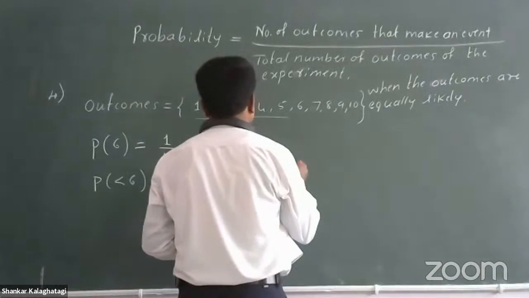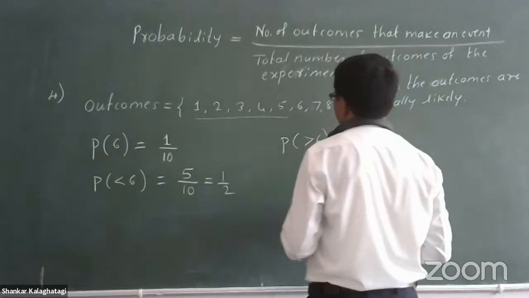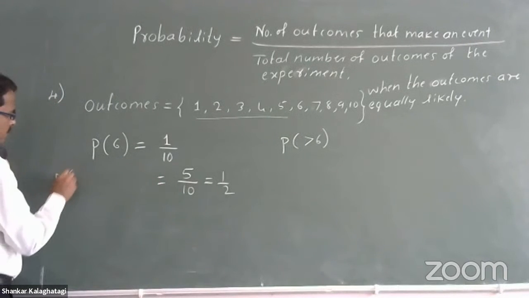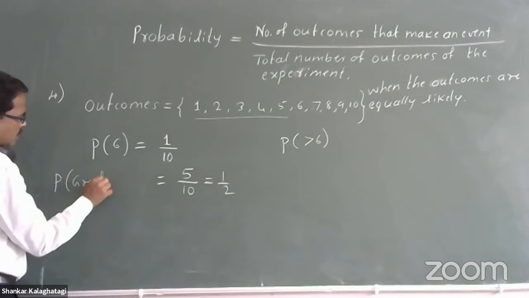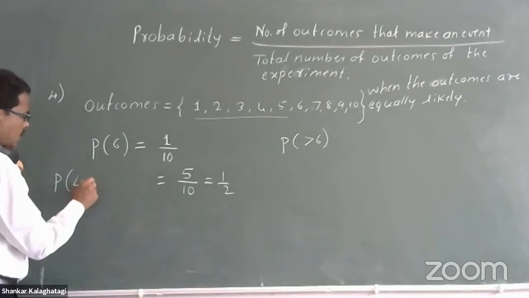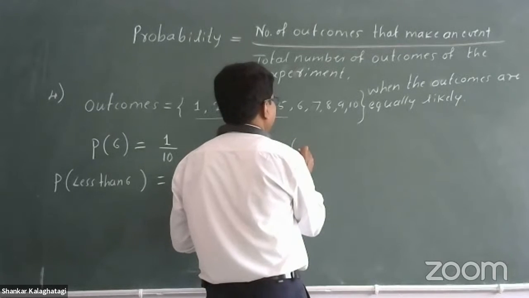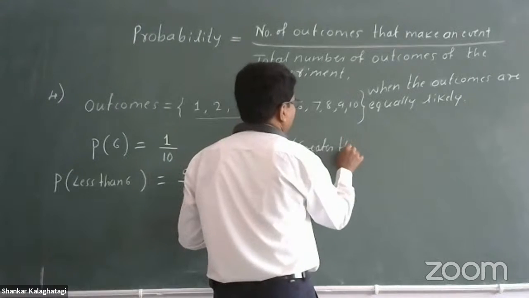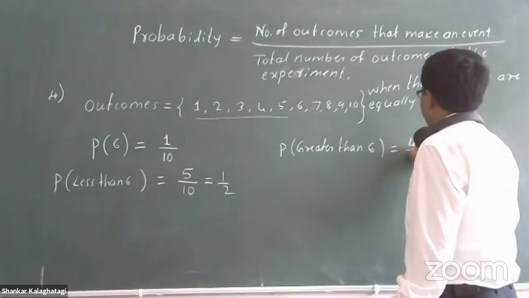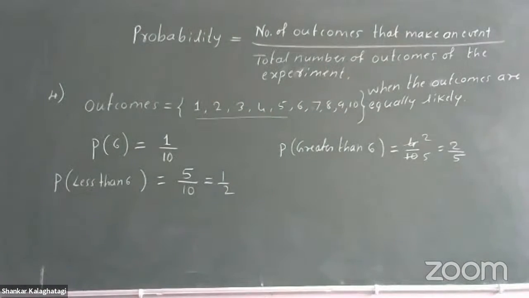Similarly, third one, probability of getting a number greater than 6. If you are getting confused, write the complete word here: probability of getting number greater than 6. Greater than 6, how many are there? 1, 2, 3, 4 are there. So it is 4 by 10. Cancel 4 by 10: two 2s, two 5s. It becomes 2 by 5. Probability of getting a number greater than 6 is 2 by 5.